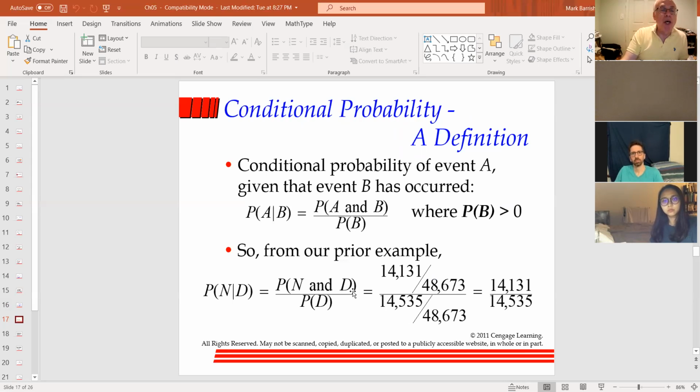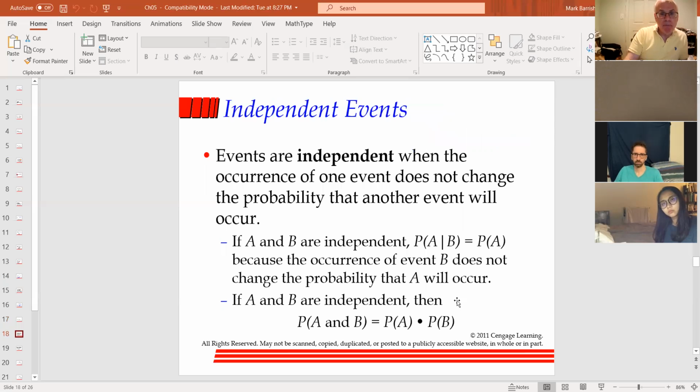And once again, if we're dealing with a table, both the numerator and the denominator have the same denominators, right? The numerator is a fraction, the denominator is a fraction. They have the same denominator, so we can simply cancel them. That's why it works out the way it does. Okay, does that make sense? That's why we can say it's simply the count for N and D divided by the count for D.